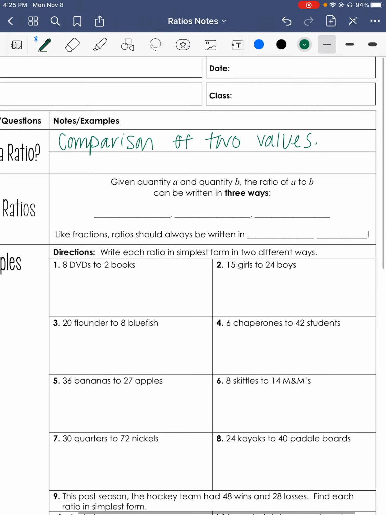The most common ways are first with a little colon here, A to B, so the ratio of A to B, 1 cup of milk to 2 eggs. Okay, we can also just say A and the word to B. And the last way, we can also write this as a fraction, ratio of A to B here. And this is going to be the most common way that we're going to write this in class, as a fraction, because we have spent a lot of time working with fractions already. And like it says here, just like fractions, ratios should always be written in simplest form.